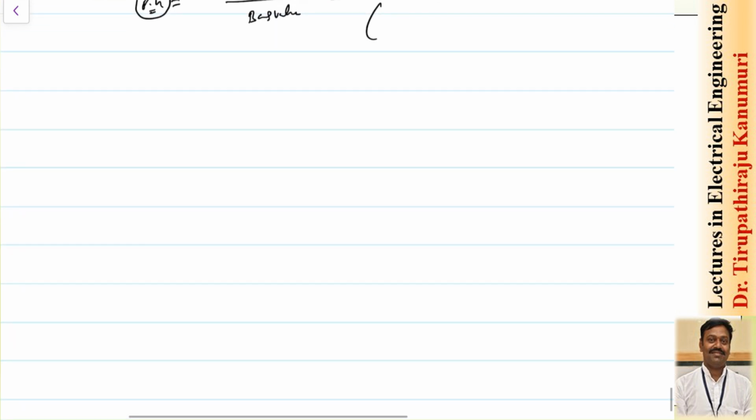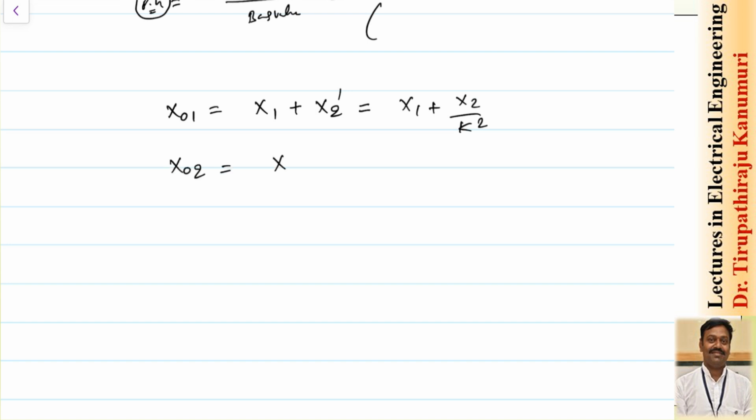Getting it? So now the total reactance that is referred to the primary side, I am representing by x01. This will be the sum of x1, which is already on the primary side, and the secondary reactance referred to the primary side, x2 dash. So x01 will be x1 plus x2 by k square. Similarly, the total reactance referred to the secondary side will be x1 referred to the secondary side, and x2 is already there. So this will be equal to k square times x1, plus x2.